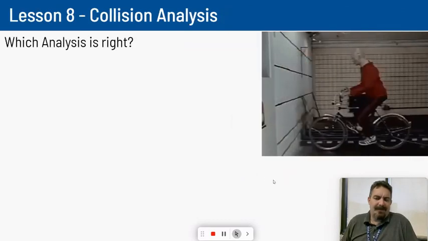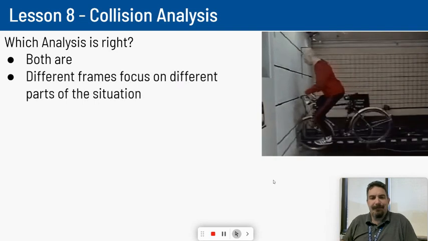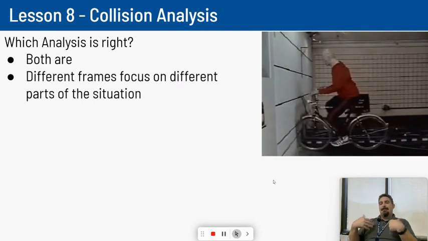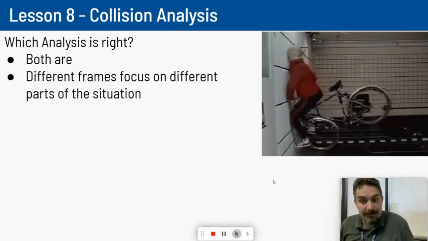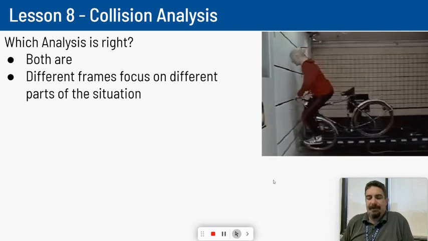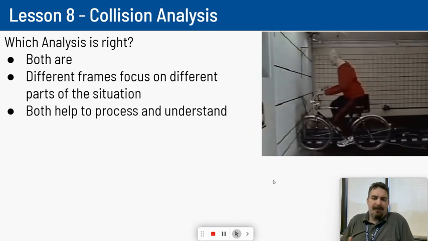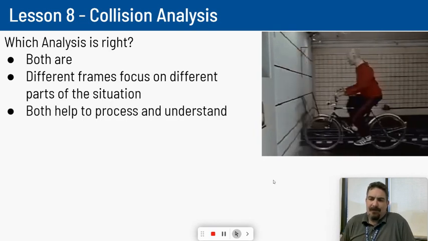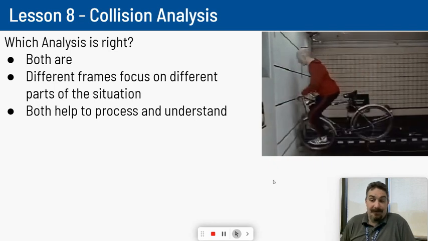Now, which of these analyses are right then? Well, they're both right. Different frames focus on different perspectives of the situation. These are different mental models. Remember, models are a way for us to look at something and show things about it, right? They can both help us process and understand what's happening in the physics, especially if it's a more complicated thing going on than this bike we're watching.